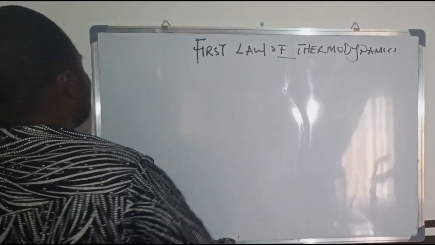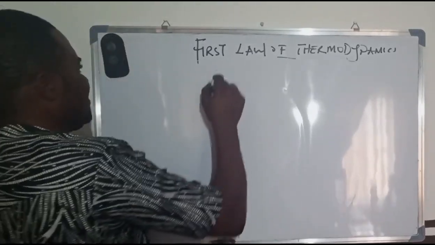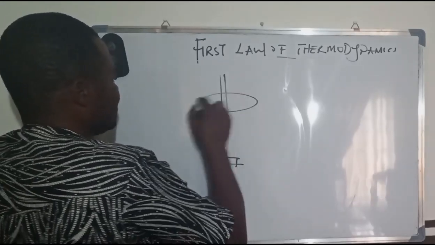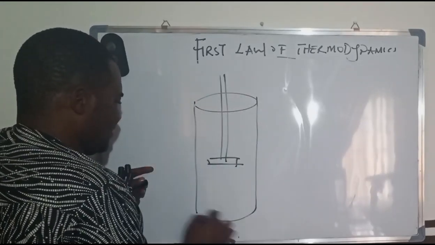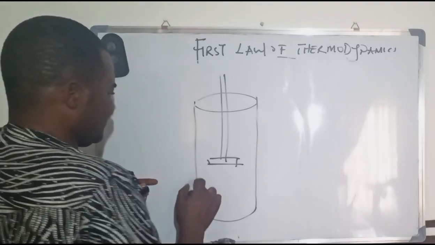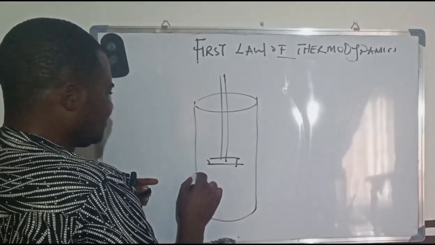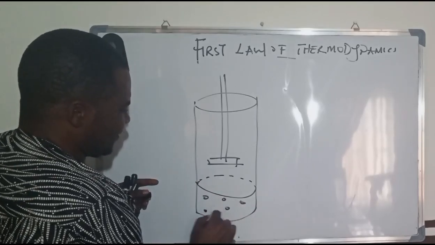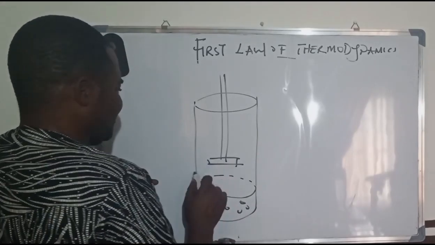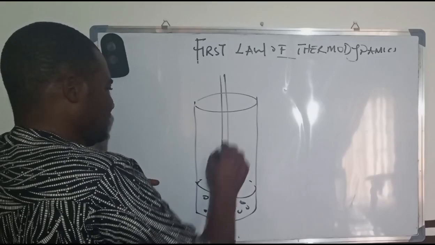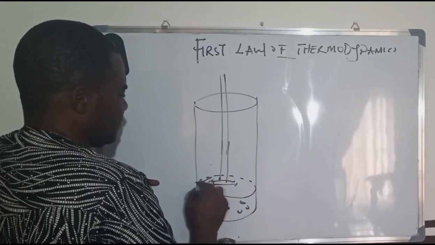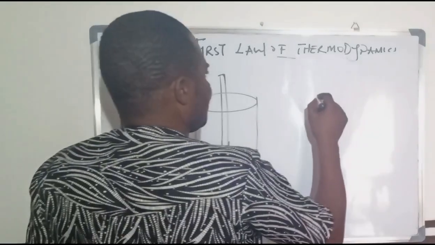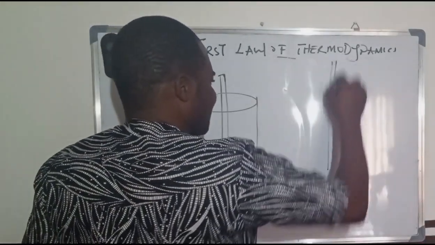Now, this is what we mean. Supposing we have this. This is a piston, and this is our system. And these are gas molecules. Okay, let's extend the piston to this point. And then we have another one.